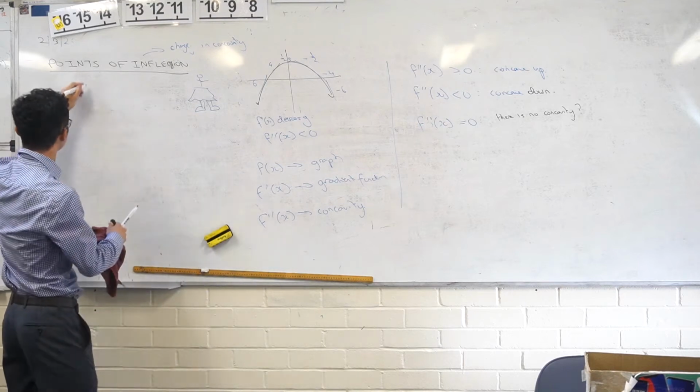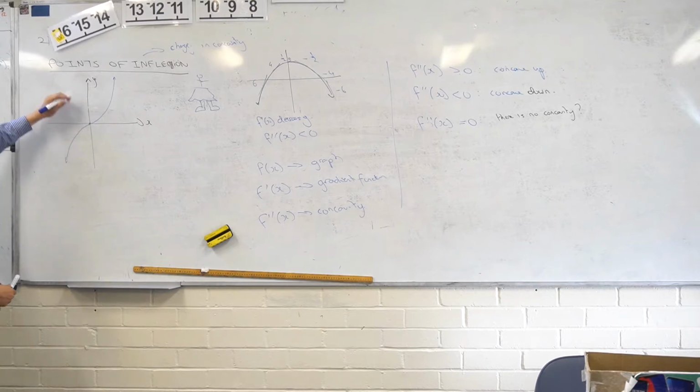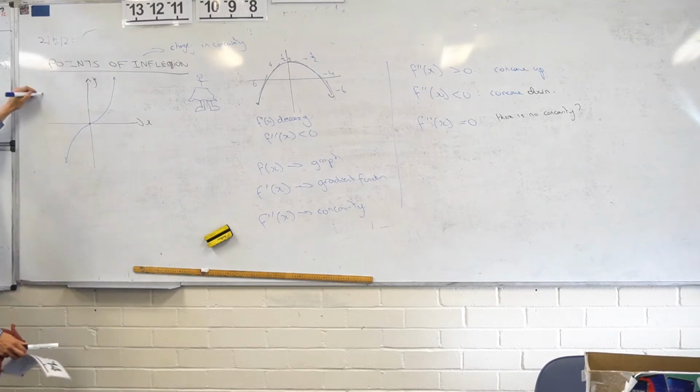So here's a pretty common curve. Joel, what kind of curve do I have here? I do have a cubic. Let's make it a nice one. y equals x cubed.